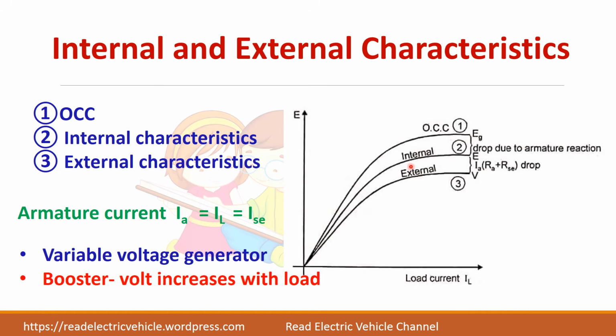But this internal characteristic is drawn between the generated EMF and load current, by considering the drop due to armature reaction. For the external characteristics, as usual, you have to consider the armature resistance drop as well as the series field winding drop. If you subtract both drops, you will get the terminal voltage, and the curve between terminal voltage and load current will give you the external characteristics.